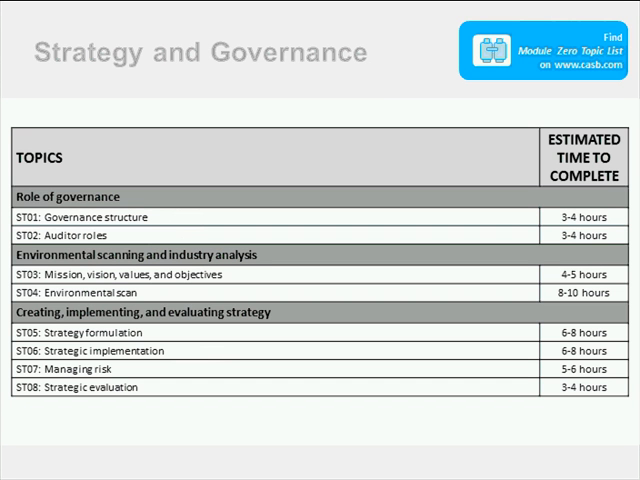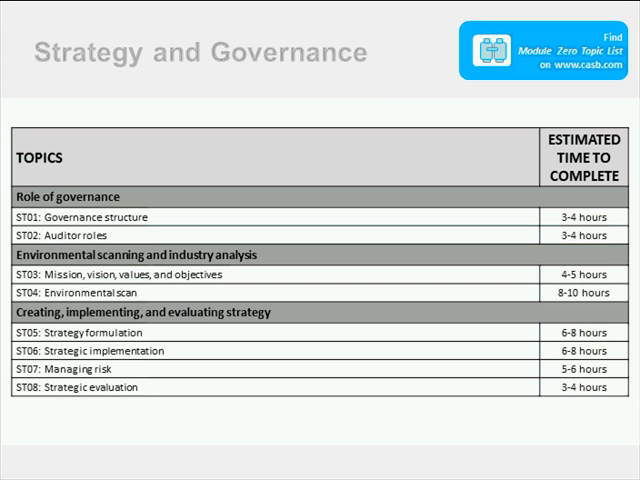And then the final competency area is strategy and governance, and it covers 3 groups of topics. The first is the role of governance, which includes governance structure, about a 3 to 4 hour topic, and auditor roles, which is also a 3 to 4 hour topic. Environmental scanning and industry analysis is the next topic group, and includes mission, vision, values, and objectives, which is a 4 to 5 hour topic, and then the environmental scan, which is about 8 to 10 hours.